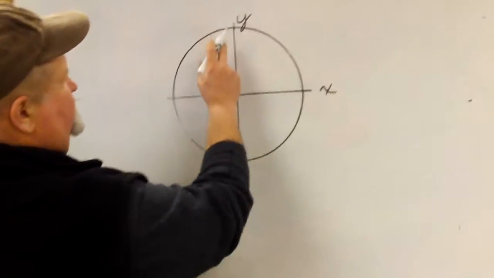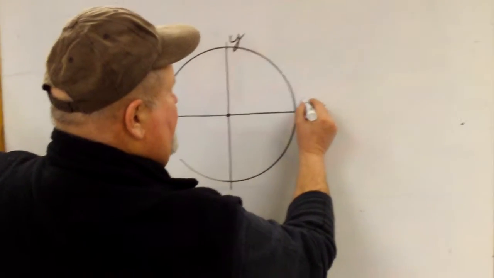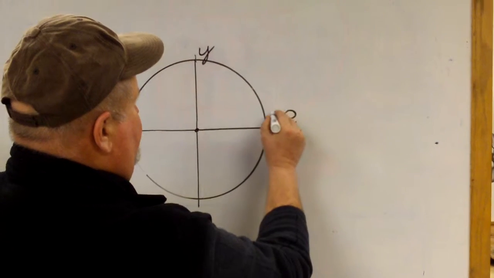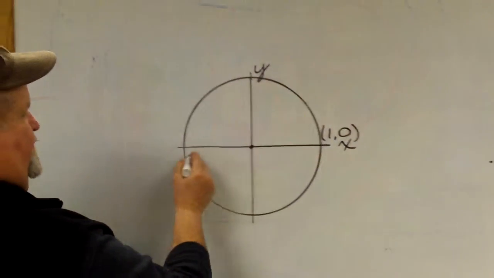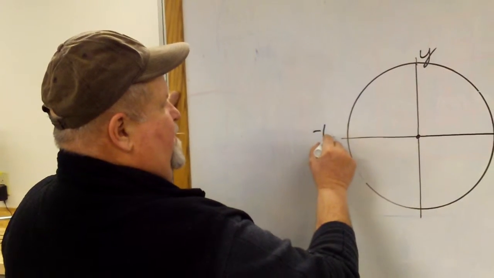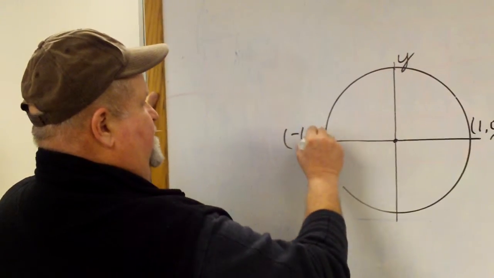So if we go in the x and y coordinate, if we go 1 to the right in x, that would be 1, and we don't go any up, so that would be 0. So that's our coordinates for that point on the circle. Going the other way on x, we went -1 and 0. We don't go up or down at all on the y.